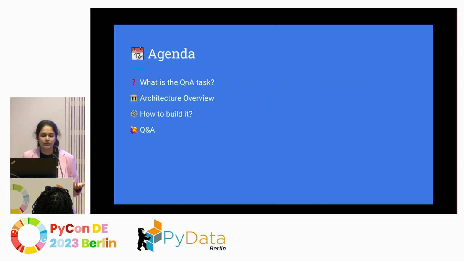So basically, what we're going to talk about today is: what is the Q&A task? How does a typical Q&A system look like? How do you build such a Q&A system using Haystack to answer questions on a sustainability report? And then, we'll open it up for Q&A.